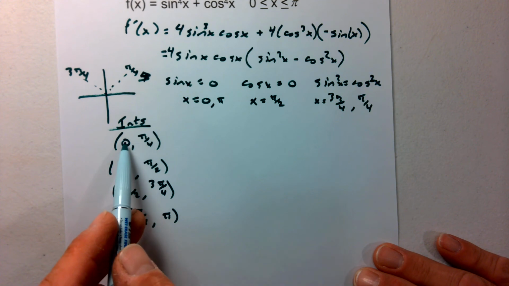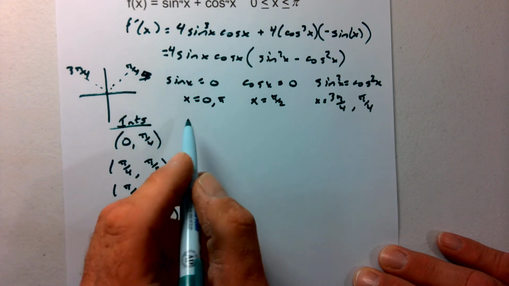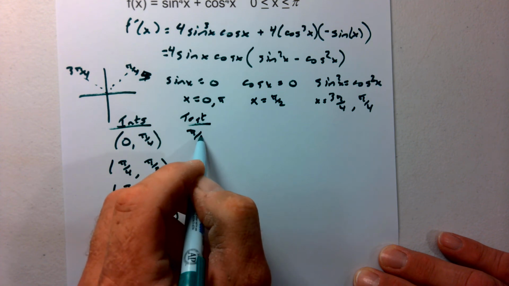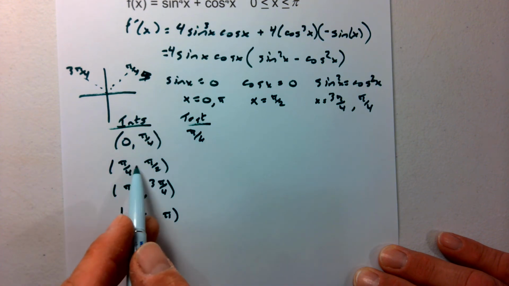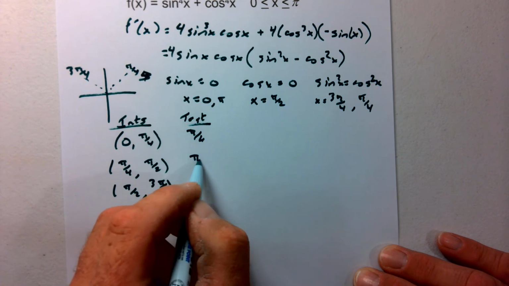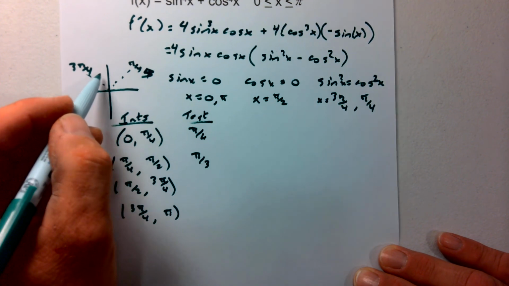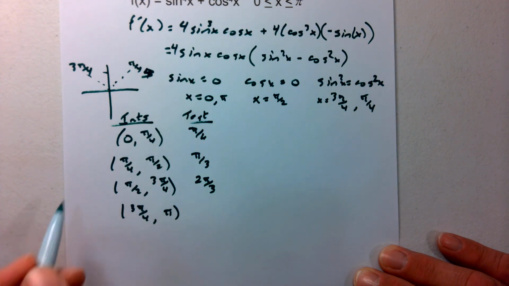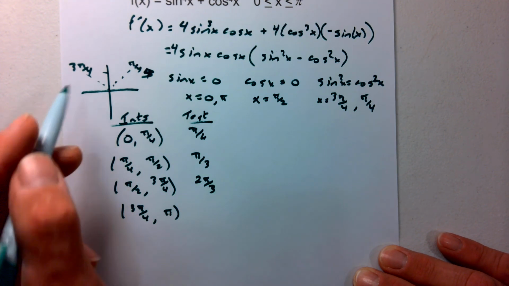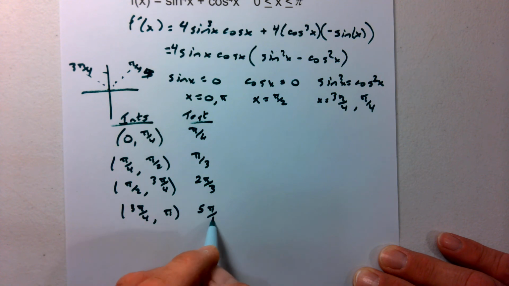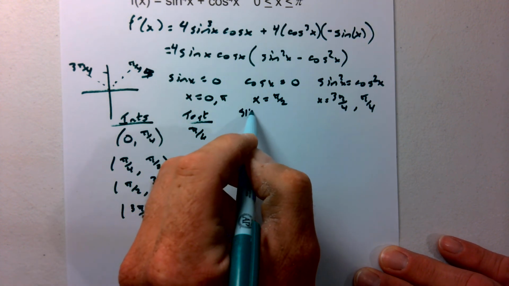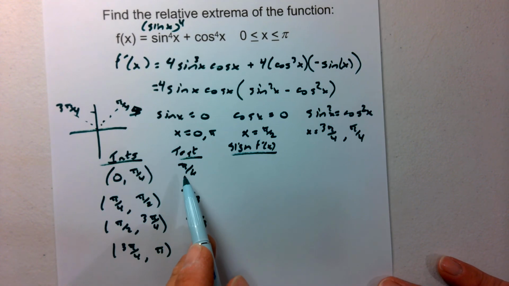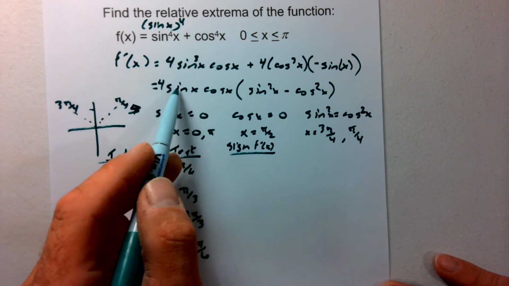So now we need a value that's between 0 and pi over 4. So those are going to be our test values. And that's going to give us pi over 6. From pi over 4 to pi over 2, we can do pi over 3. From pi over 2 to 3 pi over 4, we can do 2 pi over 3. And then 3 pi over 4 to pi would be 5 pi over 6. And then we're looking for the sign of f prime of x. So I'm going to plug my pi over 6 in up here.